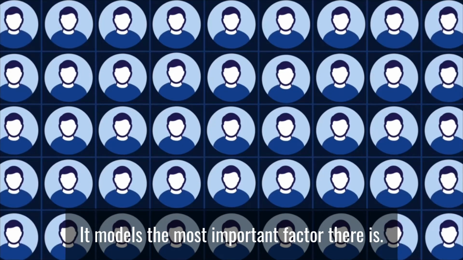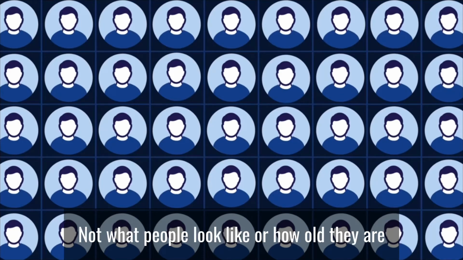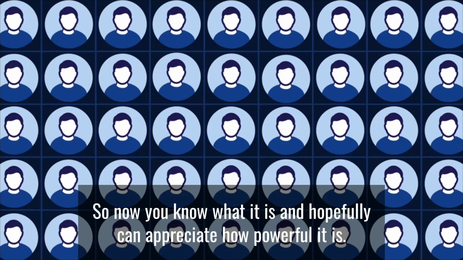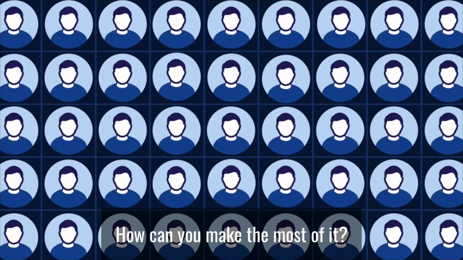It models the most important factor there is, not what people look like, or how old they are, or what kind of music they like. It models what they're doing right now. So now you know what it is, and hopefully can appreciate how powerful it is. How can you make the most of it?